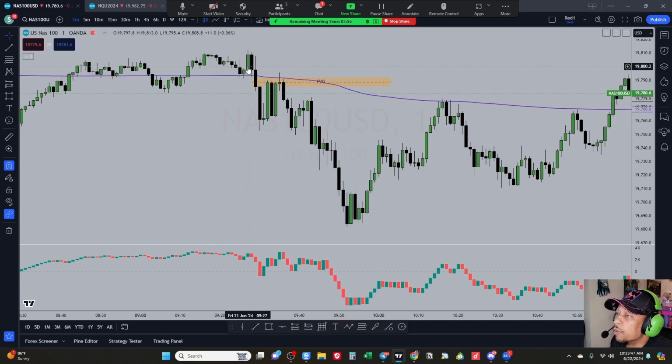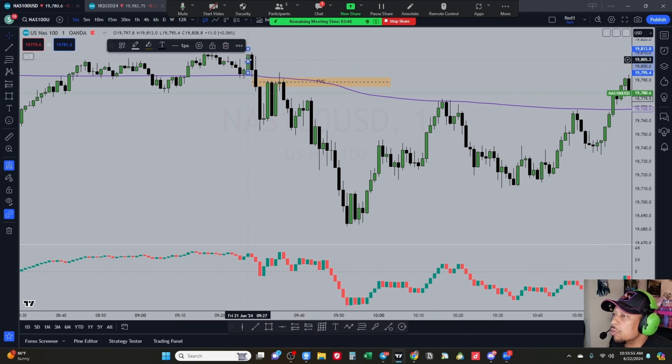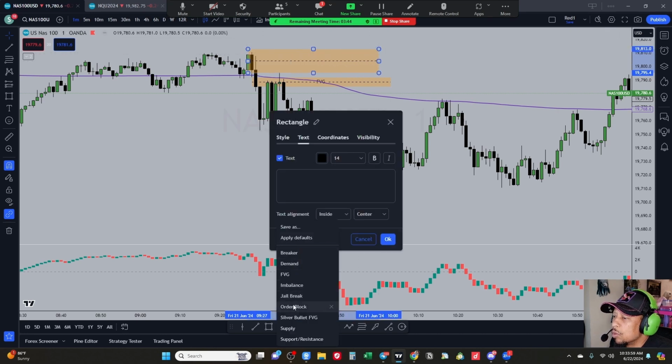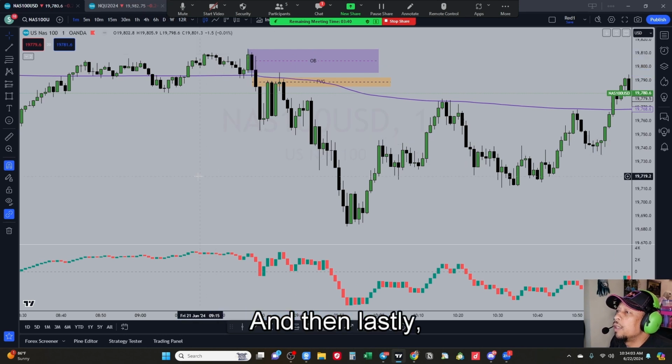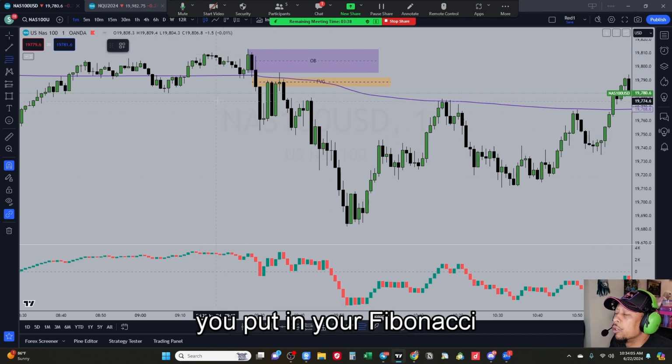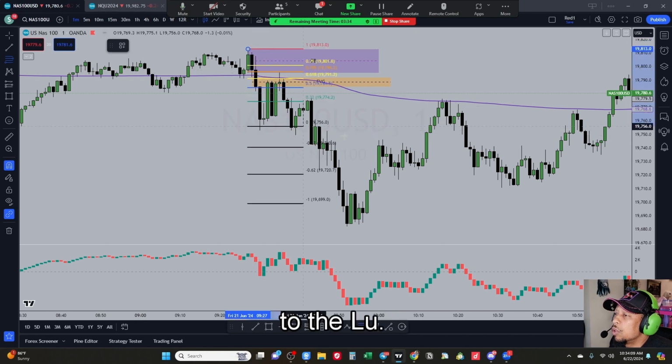You have an order block here. Last up candle before the big down candles. OB. Okay, and then lastly, you put in your Fibonacci from the high to the low.